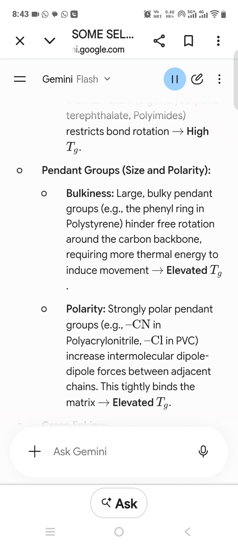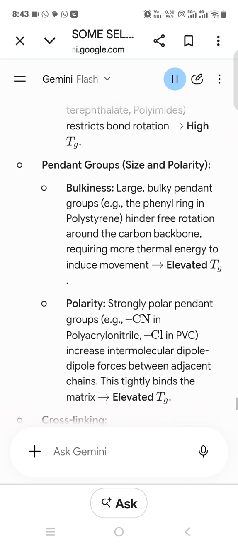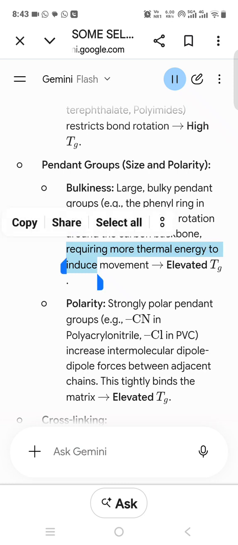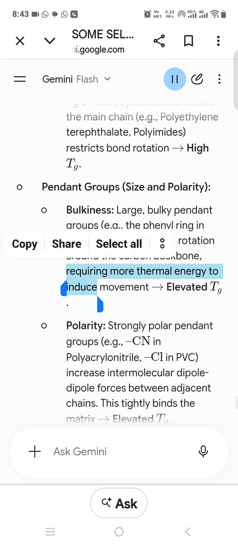6. Definition of T_G. The glass transition temperature, T_G, is the temperature region where an amorphous polymer transitions from a hard, brittle, glassy state into a soft, flexible, rubbery, leathery state. It signifies the onset of long-range coordinated segmental motion of the polymer backbone. 7. Influence of structural parameters on T_G.